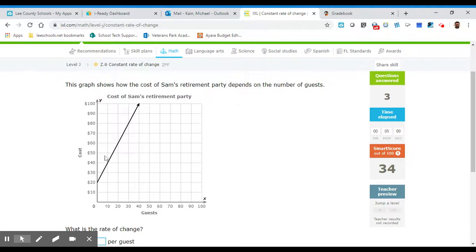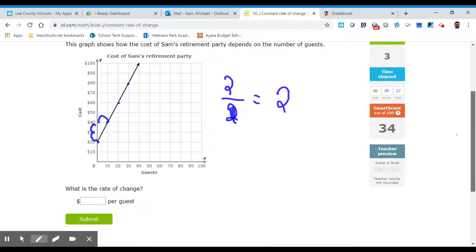So constant rate of change, aka slope. Pick our points on the graph. We have one here, and we have another one here that intersects. And they're all the same all the way up. So what is the rise over run? Rise of 2 units and a run of 1 unit. So our slope is 2 over 1, which is just 2. $2 per guest.